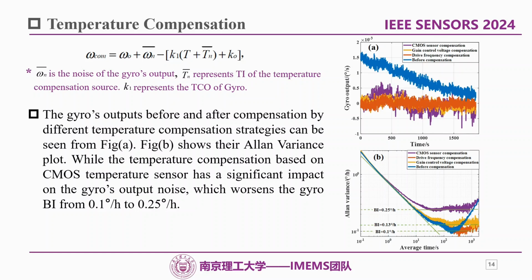Figure B shows their Allan variance plot. The compensation based on drive frequency has the lowest bias instability, and the gain control voltage is the second. Meanwhile, the temperature compensation based on the CMOS temperature sensor had a significant impact on the gyro's output noise, which worsened the gyro BI from 0.1 degree per hour to 0.25 degree per hour.